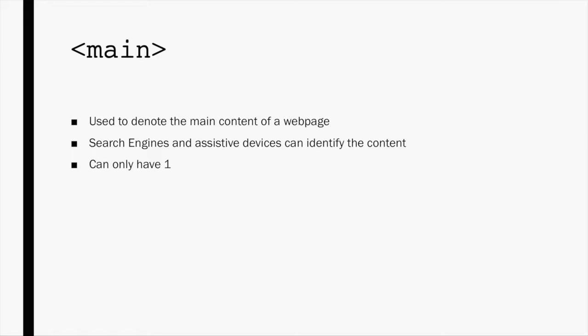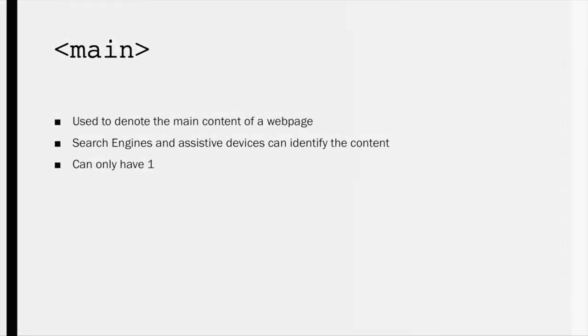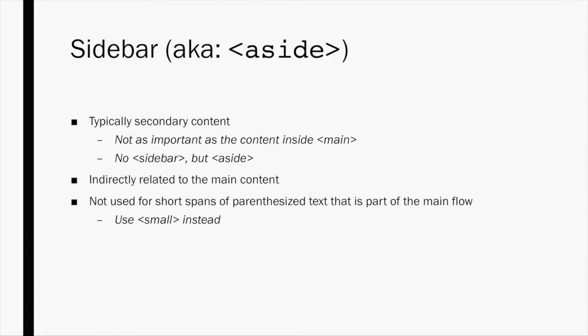Next you have main. This is used to denote the main content of the web page. Again, this should be unique to the page itself. Search engines and assistive devices can identify the content if it is inside the main tag, and it should be the only main tag on the page. Based on how basic sites are set up, you should have the header, the main, and the footer all separated by those necessary tags.